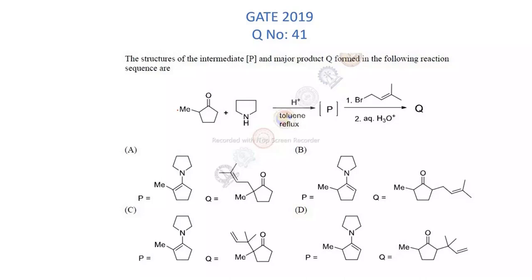This is a secondary amine and one keto carbonyl, and reaction with a proton source. What type of reaction is it?